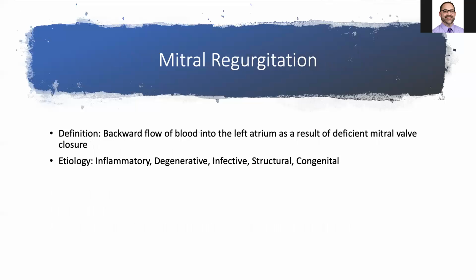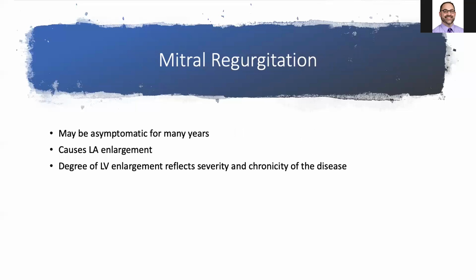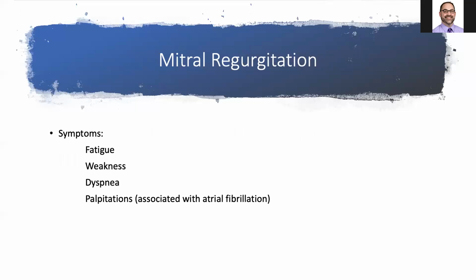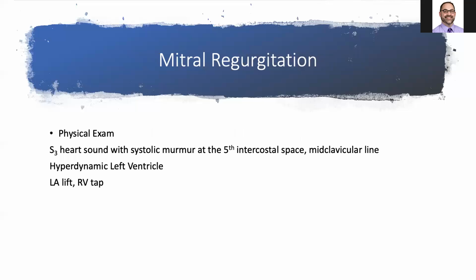Mitral regurg, definition: backflow of blood into the left atrium caused by deficient mitral valve closure. Etiology: inflammatory, infection, structural or congenital. Patients can be asymptomatic for years, may cause left atrial enlargement. Degree of left ventricular enlargement reflects the severity of the chronic disease.